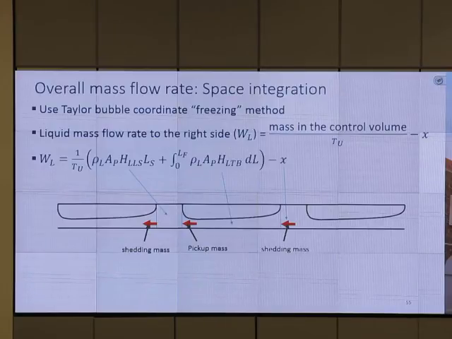WL. For a certain flow condition, we know mass flow rate, right? So we stop film profile calculation when WL matches with your input WL. Okay?